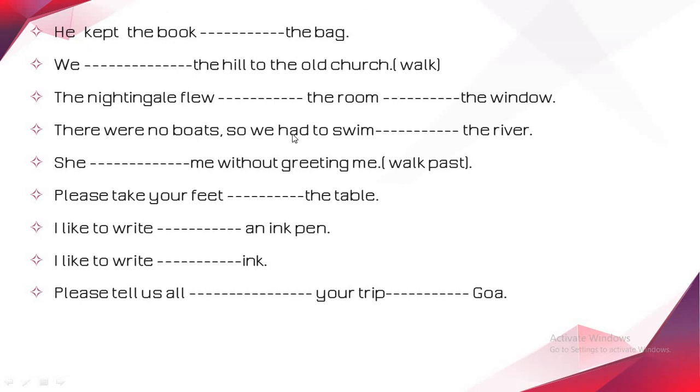There were no boats, so we had to swim across the river. She walked past me without greeting me. Walked past means she walked by the side of me. She crossed me without greeting me. So we can write down, she walked past me without greeting me. Please take your feet off the table. That means remove your feet from the table. So we can say, please take your feet off the table.